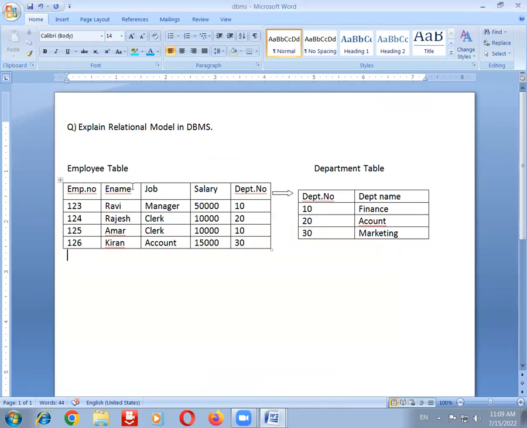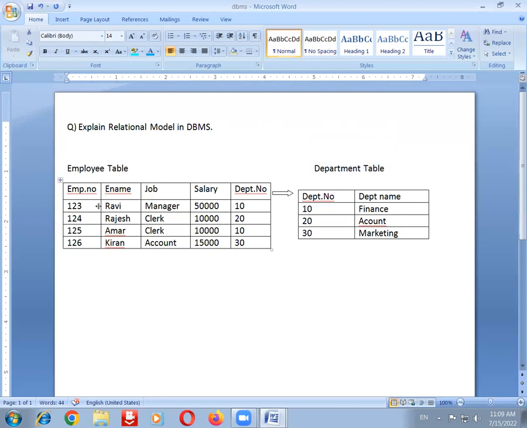In this we have to create two tables, which is mandatory. Without creating two tables, it is not possible to create a relationship between two tables. So here we have created two tables: the first one is the employee table, and the second one is the department table.